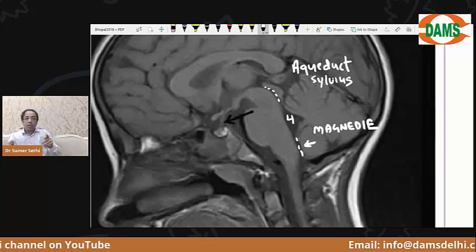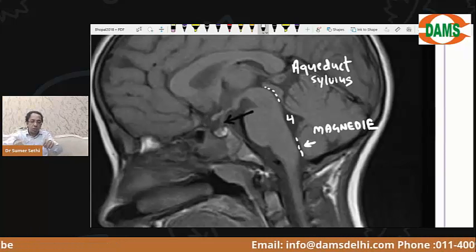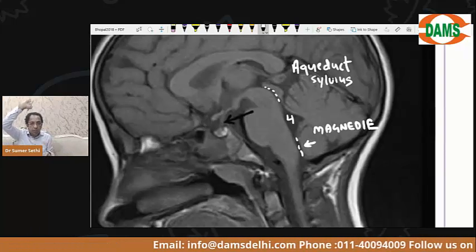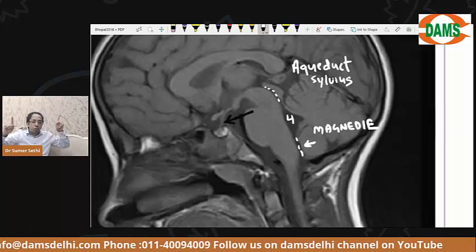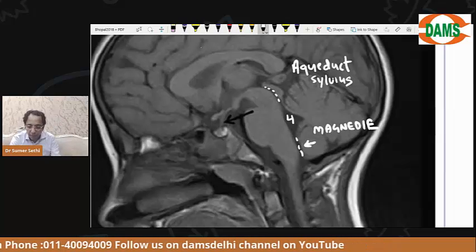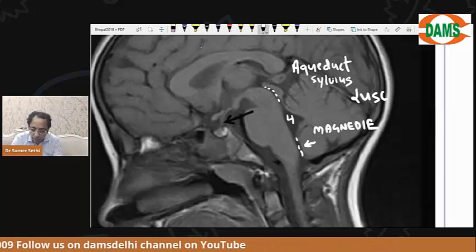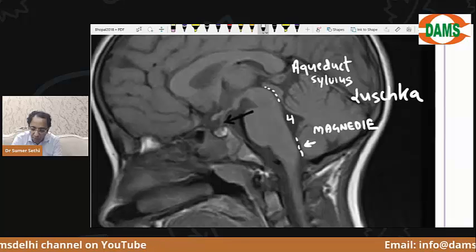Okay, and there will be two lateral foramina which we cannot see in this section because this is in the midline. This section is a midline section. Laterally, you will have two foramina of Luschka. Do you remember this or not? Or are you hearing all this for the first time, बच्चे?